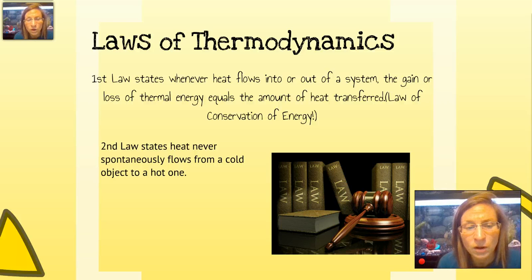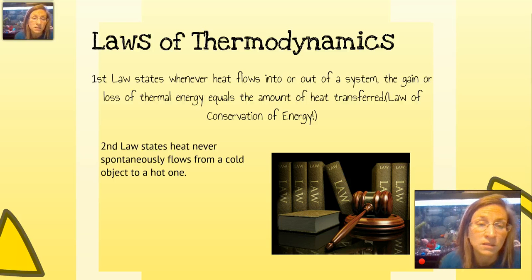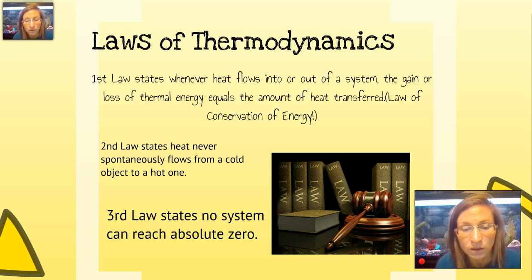The second law, hopefully you're a little bit familiar with now: heat never spontaneously flows from a cold object to a hot one. Take the case of your air conditioner. That is a machine that actually has to put in work to push cool air into your house. So it's not happening spontaneously. It's happening because of work being done. The third law states that no system can reach absolute zero, which we already discussed. Remember, that was 0K, or 0 Kelvin.